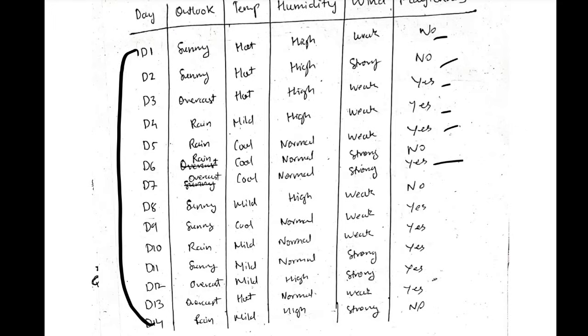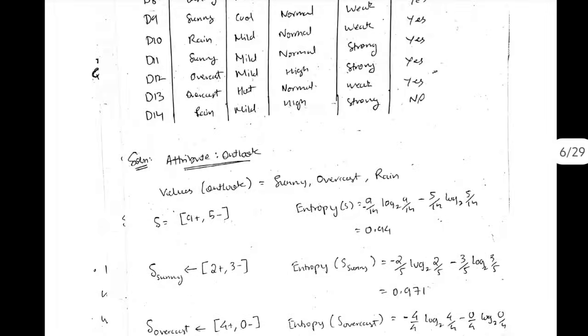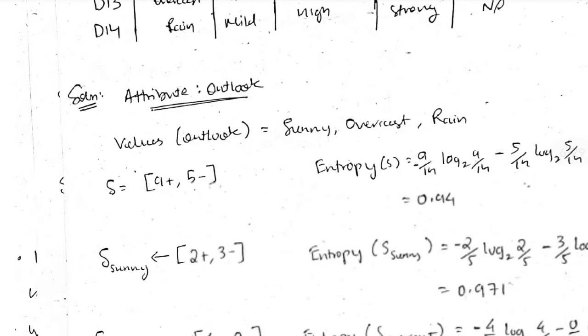If you count, you will get 14 in total, and the number of no's is 5, and the number of yes is 9. Okay, so you'll be representing it like this. How many yes are there, that you will represent first, and how many no's are there, that you will represent after that. Then we are supposed to calculate the entropy.